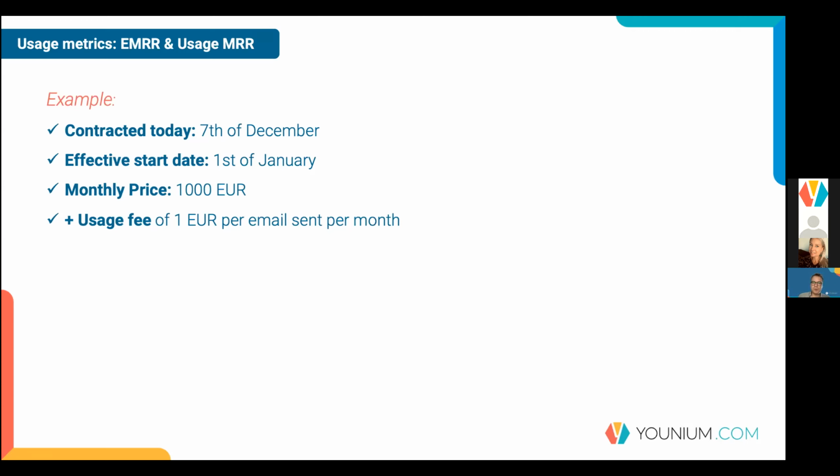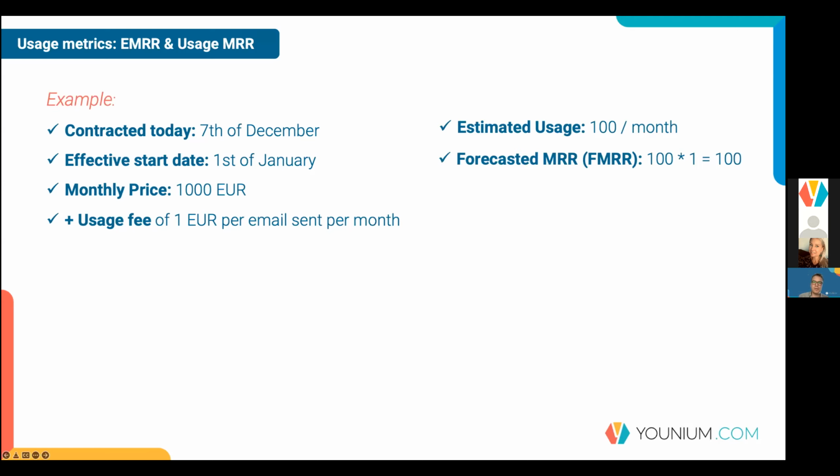So what we can do in terms of a booking metric is to estimate the usage. Maybe when the customer is coming in, they can say, okay, we think that we will send 100 emails per month from your platform, or your salespeople or someone within your organization thinks that they will probably use 100, right? With this, we can introduce a metric called forecasted MRR, which is basically the estimated usage times the price, which will also be 100 here.